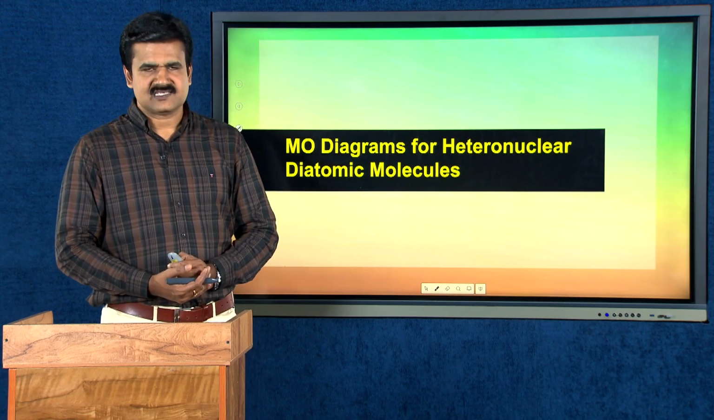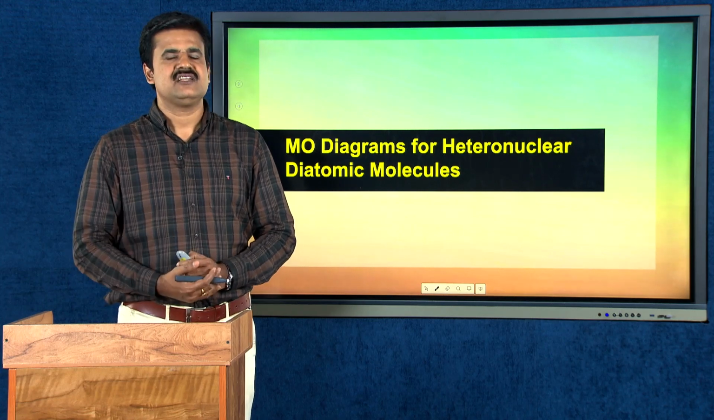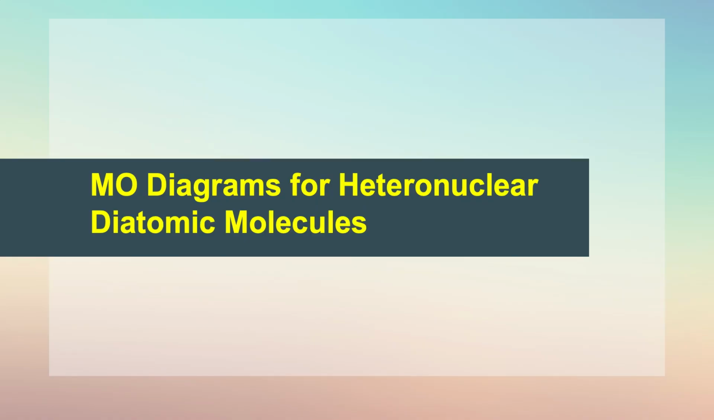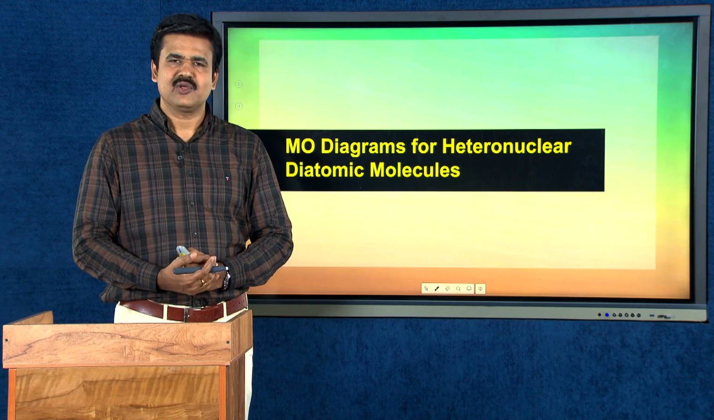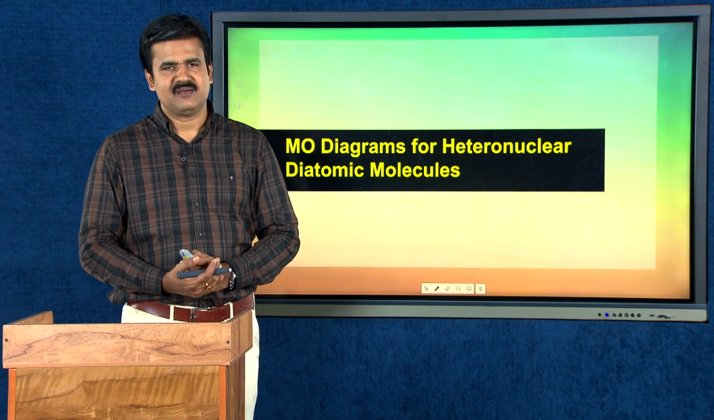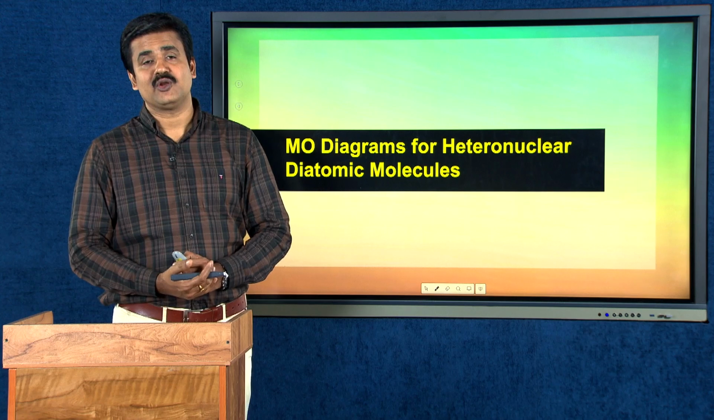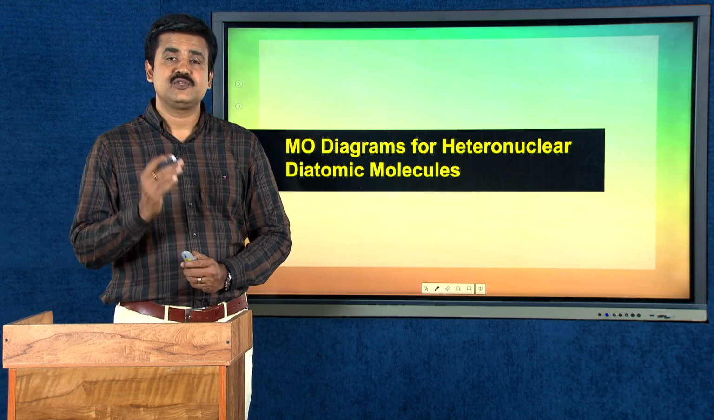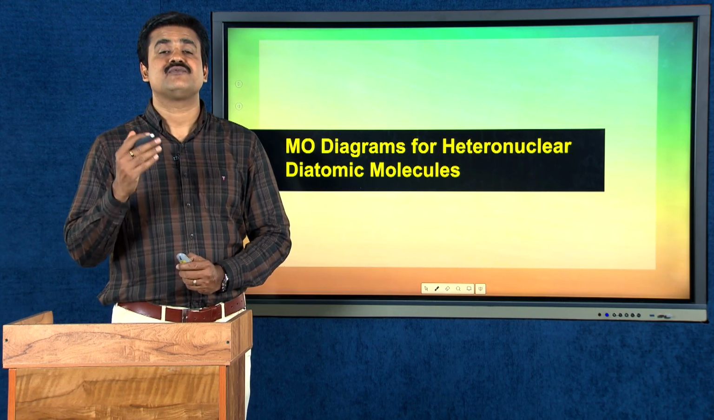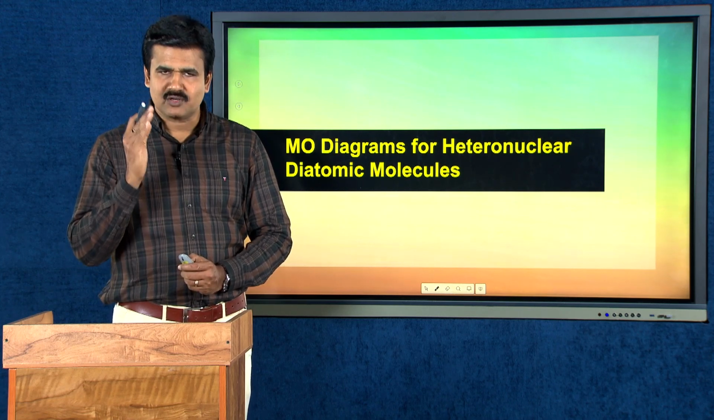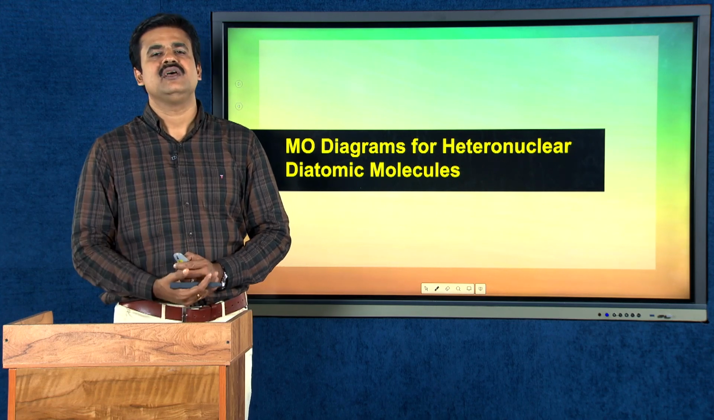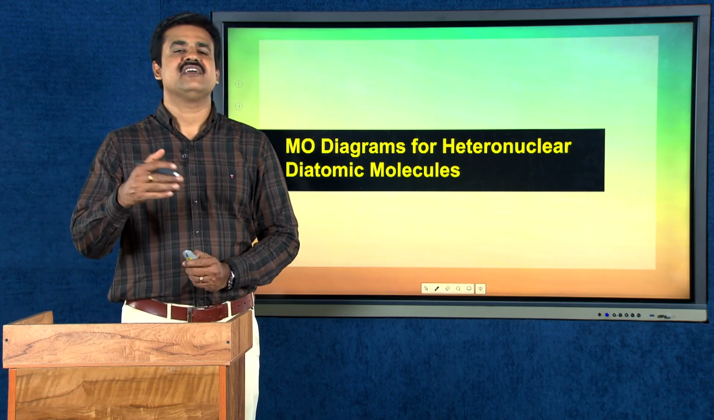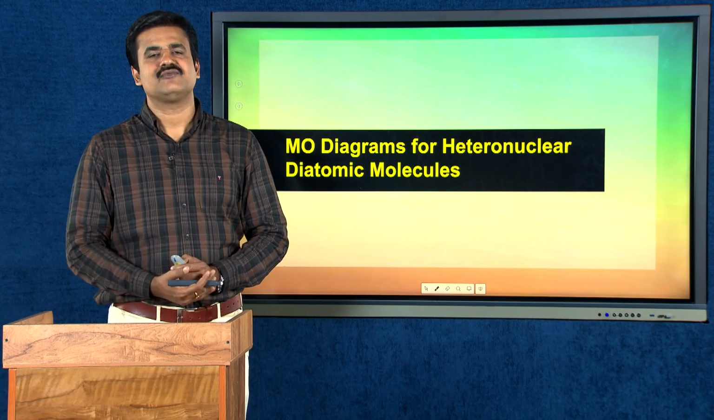Now we are focusing on the core topic of this discussion, that is nothing but molecular orbital diagrams for heteronuclear diatomic molecules. I just mentioned the fact that a heteronuclear molecule is a molecule which contains more than one type of element, and a heteronuclear diatomic molecule is a molecule that consists of two atoms belonging to two different elements. Such a molecule is a heteronuclear diatomic molecule, and we are now giving emphasis to MO diagrams for such molecules.